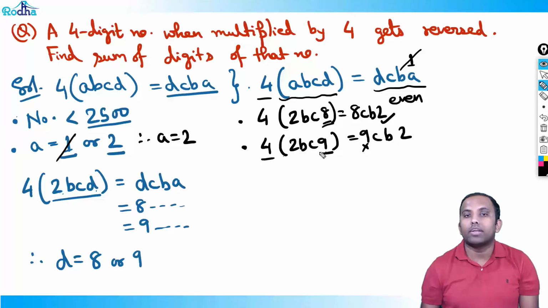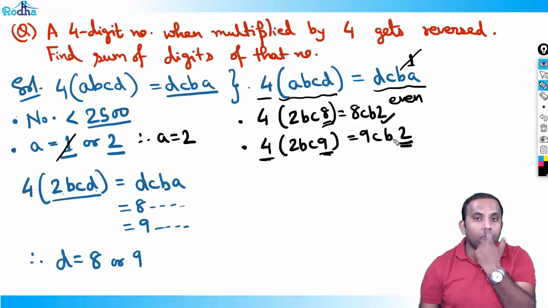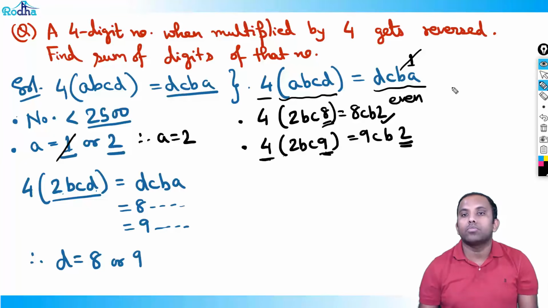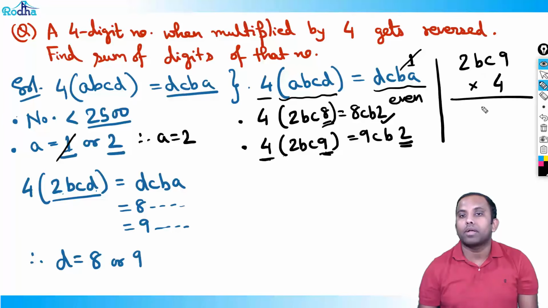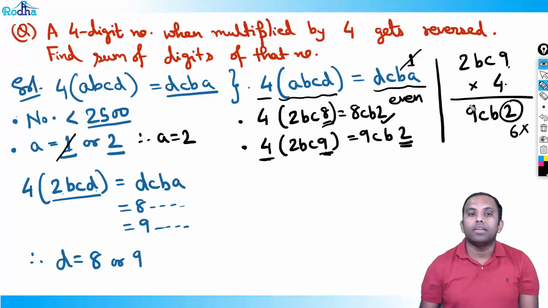4 into 9 is what? 36. Here it is 2. It is not 6 here. Right, 4 into 9 is 36. Here it is 2. See, you multiply like this only, no? 2BC9 into 4 is becoming 9CB2, because A is for sure 2. 4 nines are 36. This number is 2 here, not 6. That means D equal to 9 doesn't satisfy. Therefore, D is equal to 8.